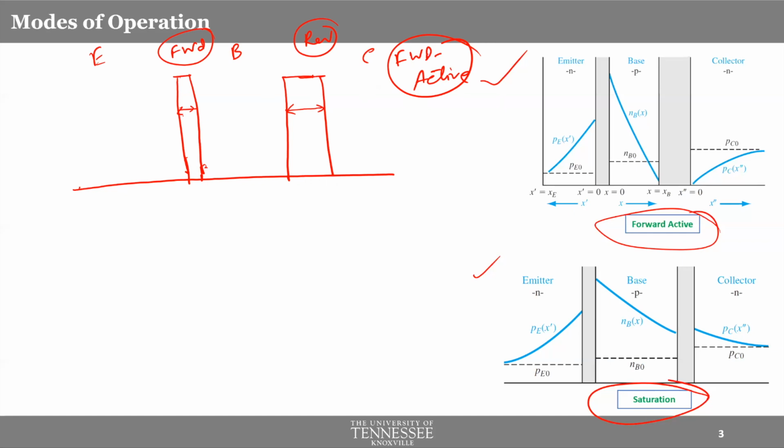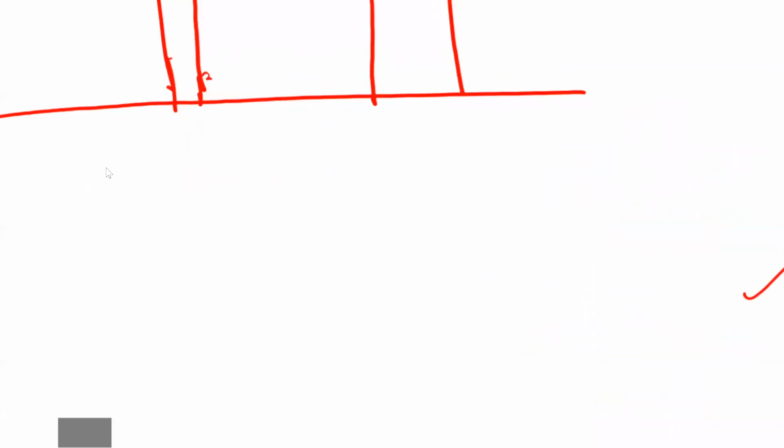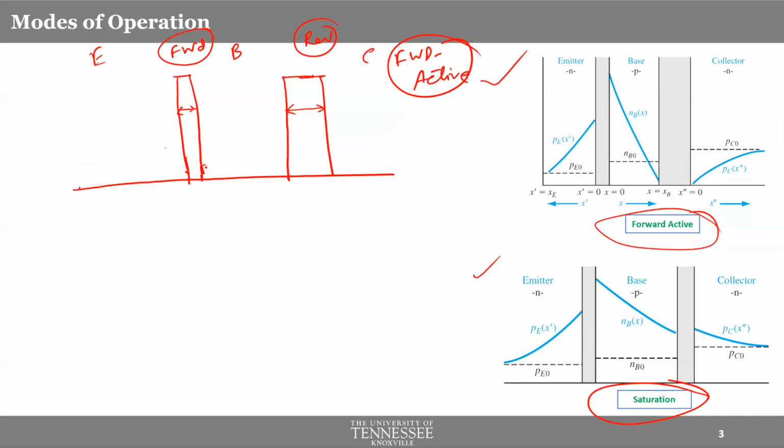Now I'll draw the thermal equilibrium concentration levels. Remember, emitter will have the highest level of doping. So we'll have, say, this much minority carrier concentration in thermal equilibrium. And for base, we will have, say, slightly higher, this much minority carrier concentration in thermal equilibrium. For collector, say, we will have even higher, this much minority carrier concentration in thermal equilibrium.